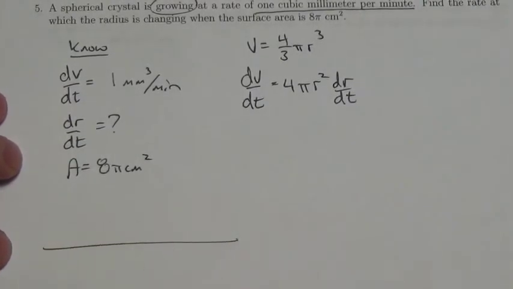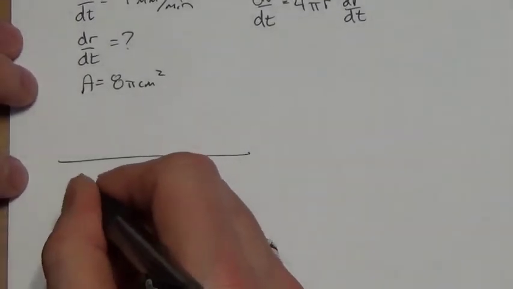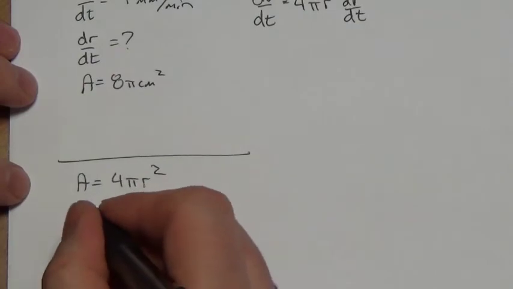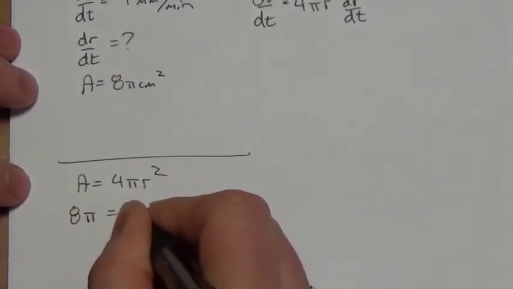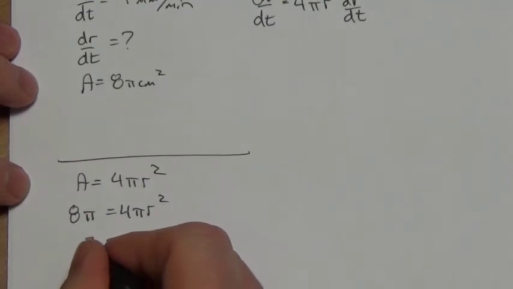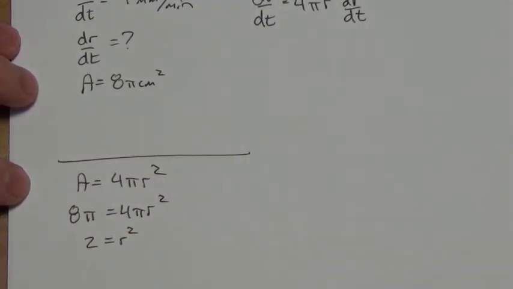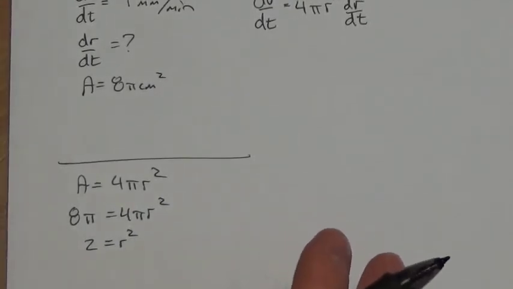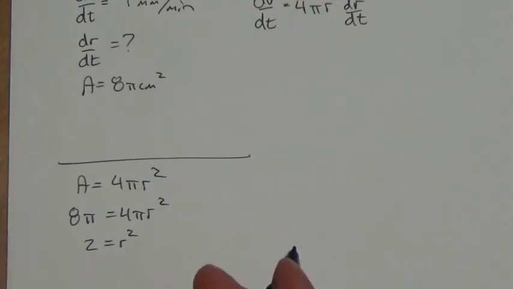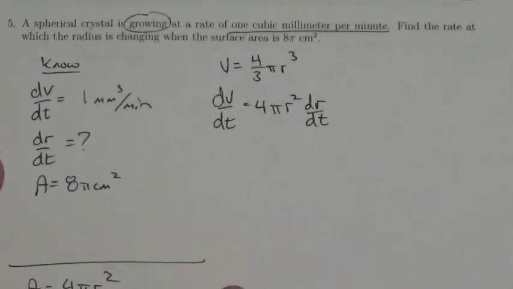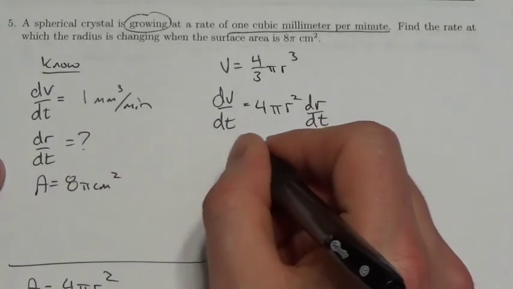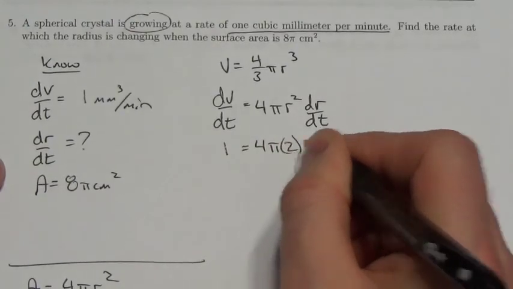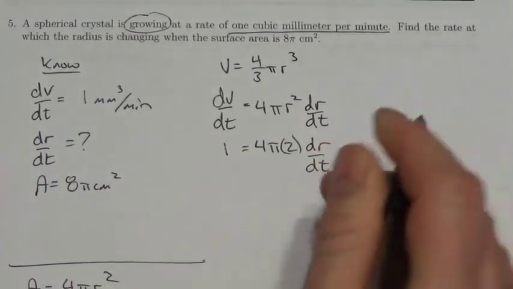So I kind of got to take a little bit of a sidestep here and say, okay, I know that the surface area of a sphere is going to be 4 pi r squared. So if I plug in that 8 pi, 4 pi r squared, if I divide, I'm going to get 2 is equal to r squared. And actually, you know what? I'm not going to solve for r. We had a question like this before. I could have gotten r is equal to root 2. But that's really all I needed because I've got r squared up here. So dV by dt is 1, 4 pi times 2, and I'm looking for dr by dt.